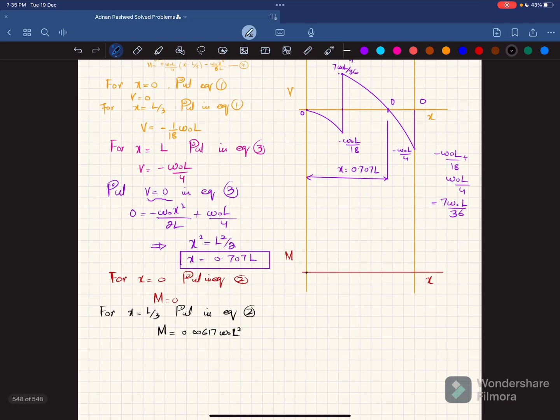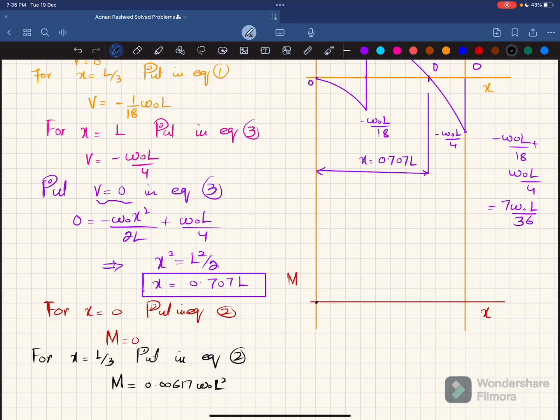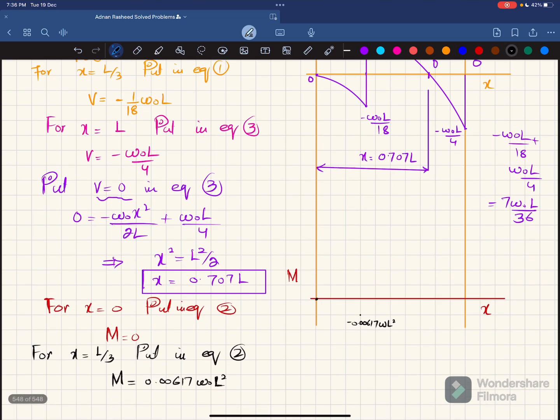Now you can see this is a positive value. Clear? While representing this positive value on the moment diagram, it will cause the bending moment to go downward. So let this point be minus 0.00617 W naught L square. This is a convention given in the book. You can see that the shear force is a second degree curve, and the moment is a 3 degree equation, so it will also be a third degree curve, and the bending moment will be like this, starting from 0 till this end.